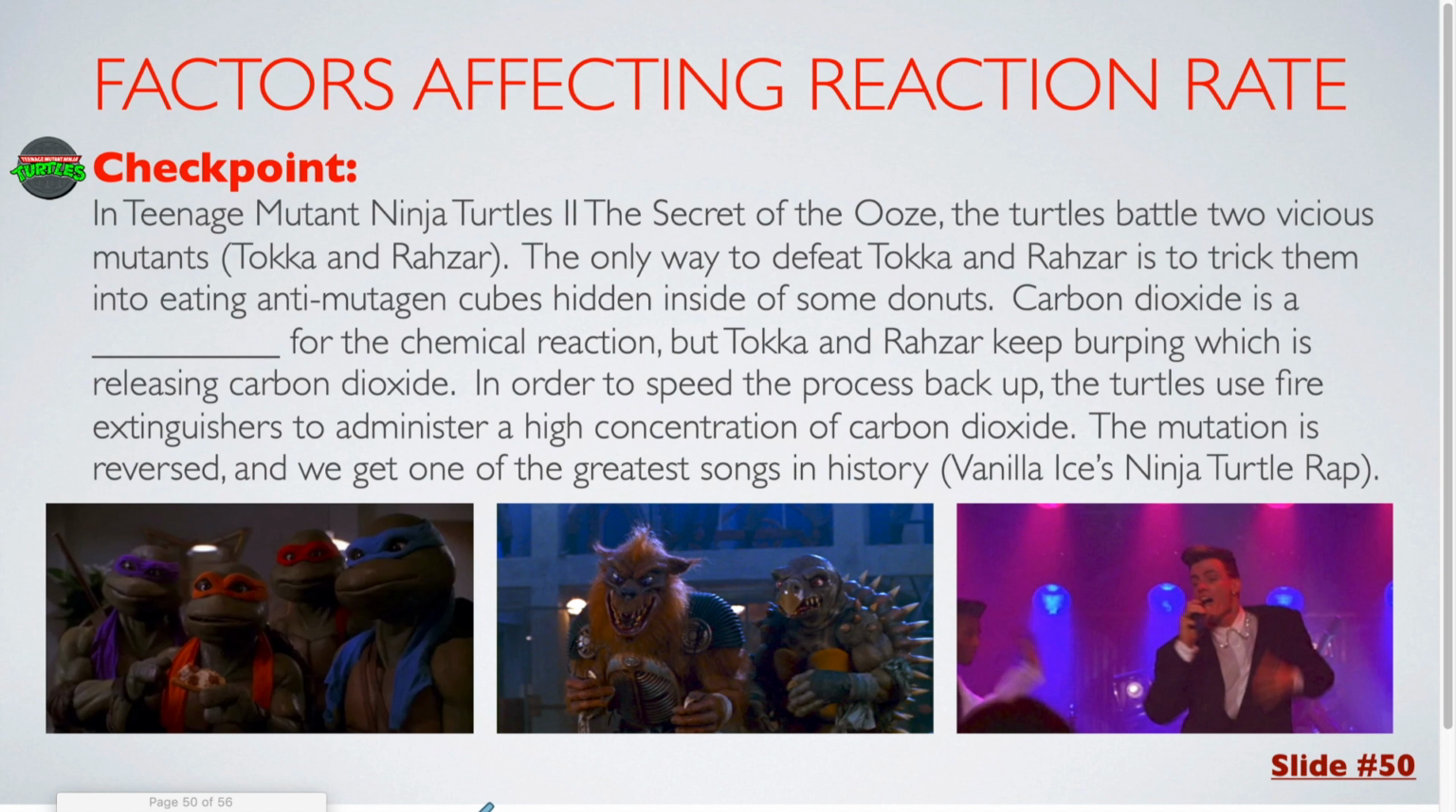In this checkpoint, we're going to be looking back at Teenage Mutant Ninja Turtles 2, The Secret of the Ooze. The Turtles battle two vicious mutants, Tokka and Razor. The only way to defeat Tokka and Razor is to trick them into eating anti-mutagen cubes hidden inside of some donuts. Carbon dioxide is a blank for the chemical reaction, but Tokka and Razor keep burping, which is releasing carbon dioxide. In order to speed up the process, the turtles use fire extinguishers to administer a high concentration of carbon dioxide. The mutation is reversed, and we get one of the greatest songs in history, Vanilla Ice's Ninja Turtle Rap.